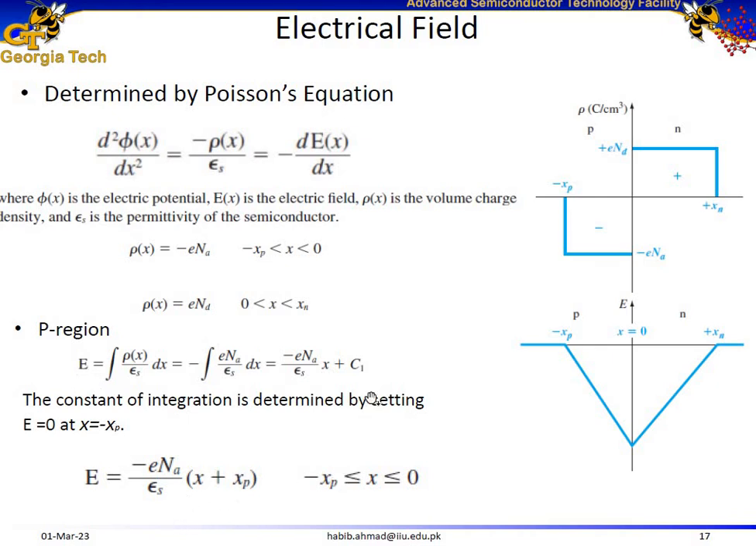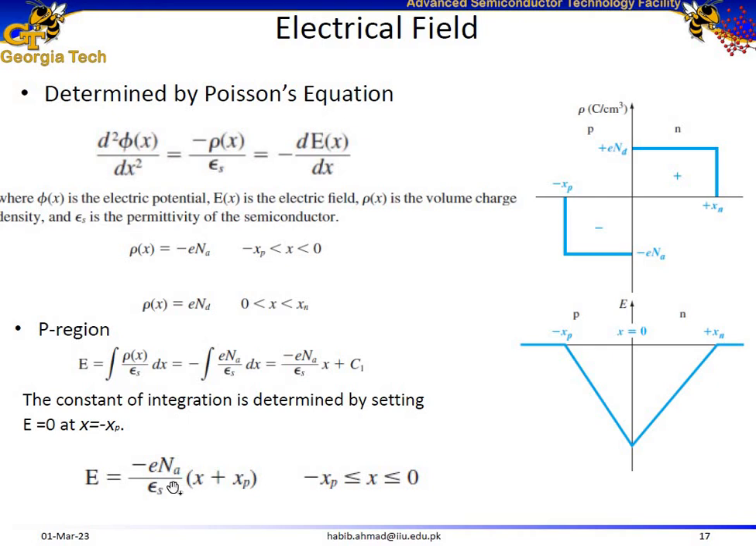By setting E equal to 0 at minus xp, that is, replacing x with minus xp and setting E equal to 0 in this equation, you find the constant of integration. Replace the constant of integration into this equation once again. We get the equation for the electric field, which is minus q, the charge on the electron, times the acceptor doping NA, times x plus xp. You need to remember the value of the charge on the electron as well, which is 1.6 times 10 to the power of minus 19 coulomb. xp represents the edge of the depletion region on the p side, and x could be any value between minus xp and 0.